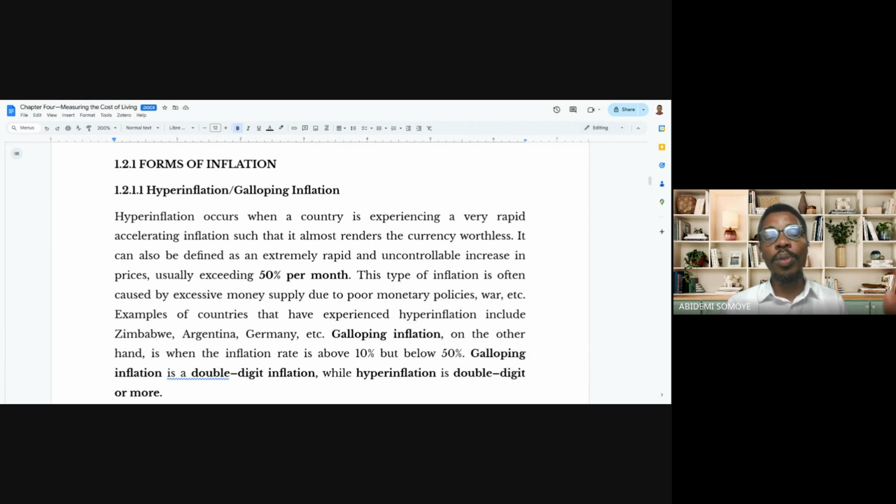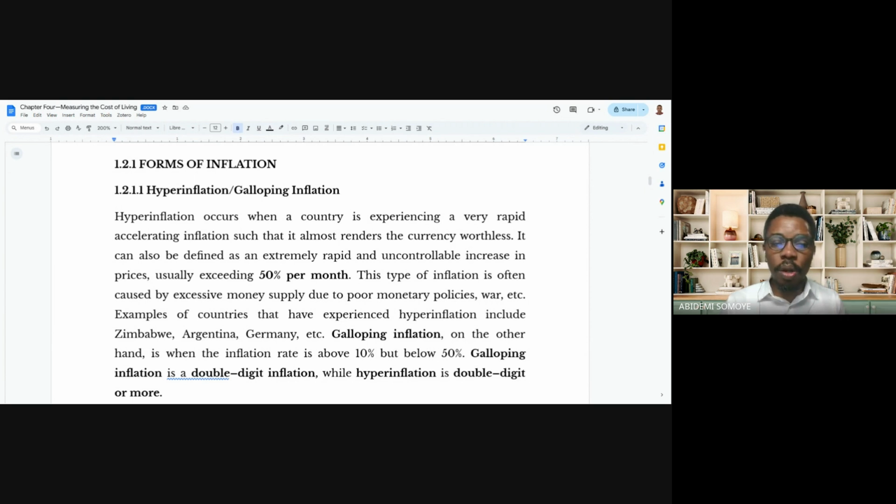We say the inflation rate of a country is hyper if it exceeds 50% per month. You could have as much as 100, as much as 150, as much as 1,000. So it could be double digit, three digits, or four digits. That is hyperinflation. This type of inflation is often caused by excessive money supply due to poor monetary policies, war, etc. One thing that countries are very mindful of is having excess money circulating in the economy. You don't want that because it could render the value of a currency very low.